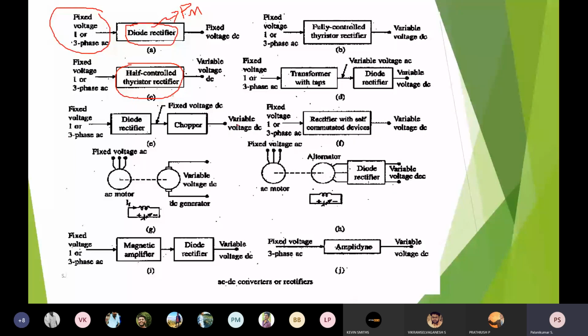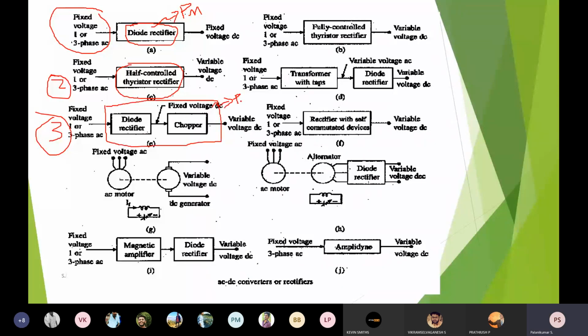Variable DC means, as a second case, I can go with one more arrangement, one more step I'm increasing. First, I am converting with a diode rectifier. Then I am going for a chopper. So the combination of these two will be called the power modulator.